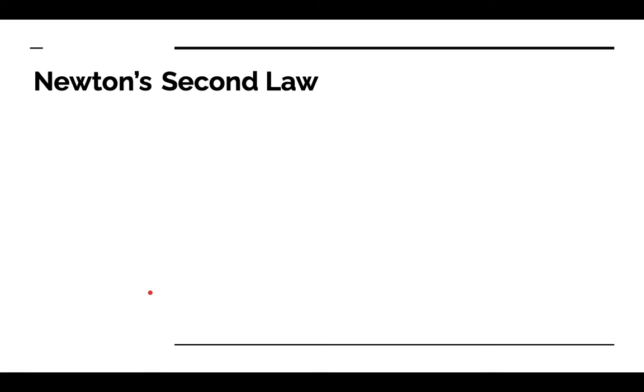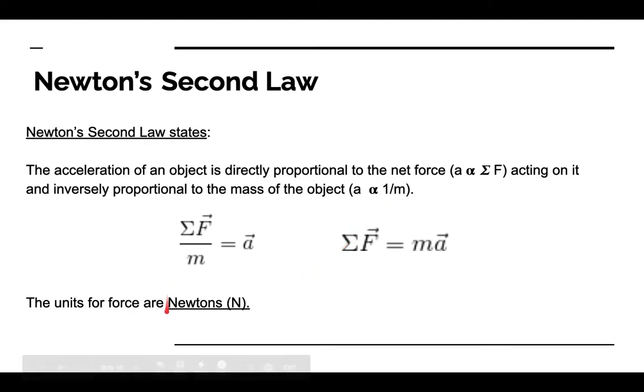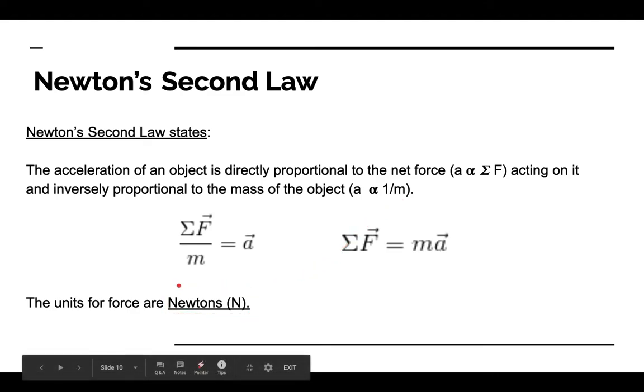So now this brings us to Newton's second law. Newton's second law states that the acceleration of an object is directly proportional to the net force acting on it and inversely proportional to the mass of the object. So acceleration is proportional to net force and inversely proportional to the mass of an object. The units for force are newtons, named for Isaac Newton, who formulated, well, Newton's laws.